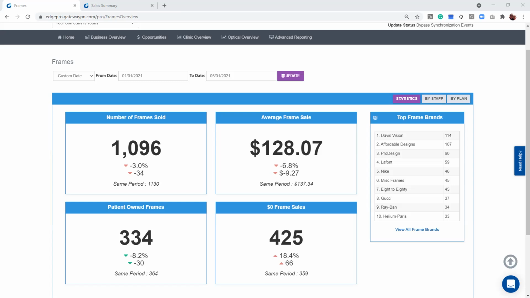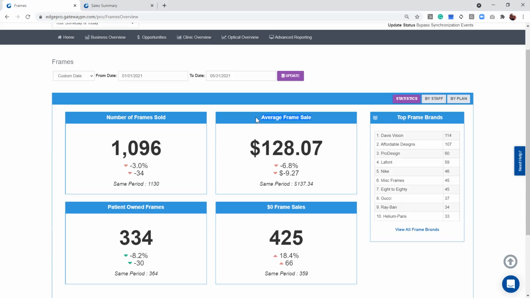Today, we're going to be talking about our frame dashboard in Edge Pro. If I come to my optical overview, you can see I have a dashboard right here for my frames. On this page, you're able to see how many frames you sold last year compared to how many frames you sold this year and how many frames that you were down. You can see we're down by 34 frames.